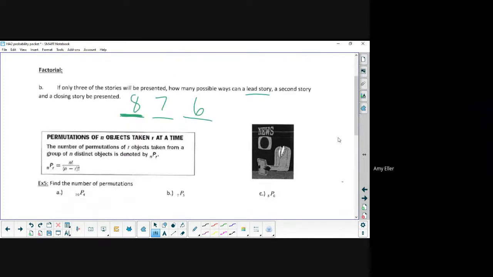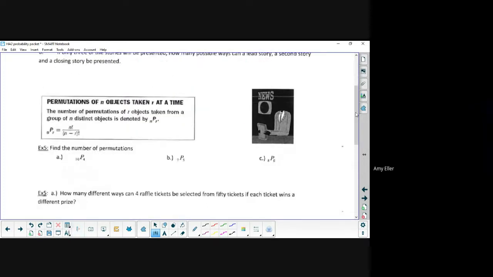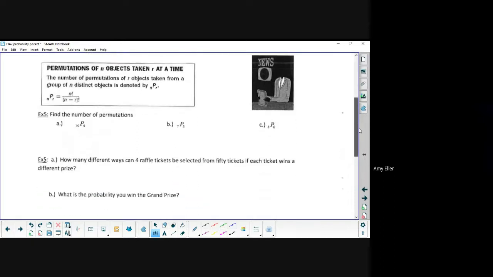Permutation. I believe this is new for most of you. I'll go through the formula. We'll do some examples, and we'll talk more about what it means and what it really is. So first of all, in the box: permutations of n objects taken r at a time, like 30 objects taken 7 at a time. The number of permutations of r objects taken in a group of n distinct objects is denoted by nPr.